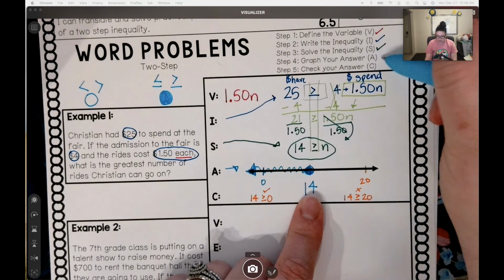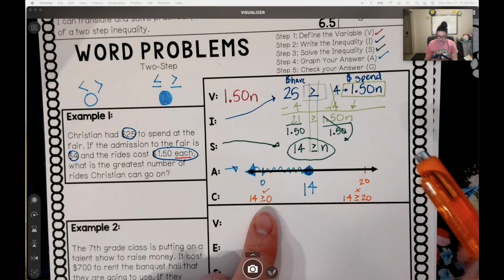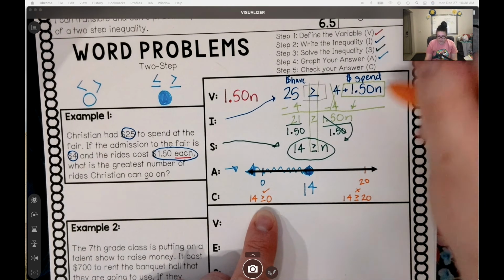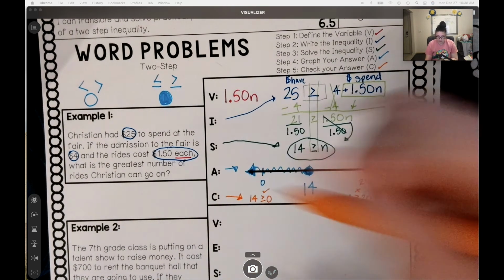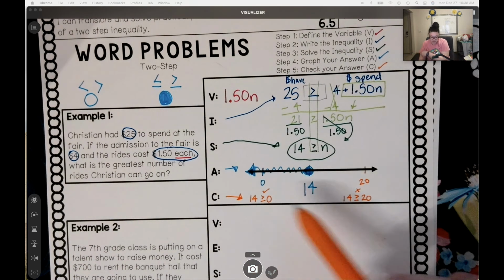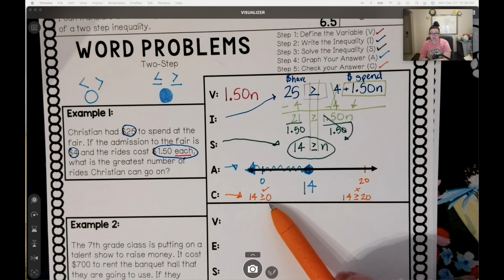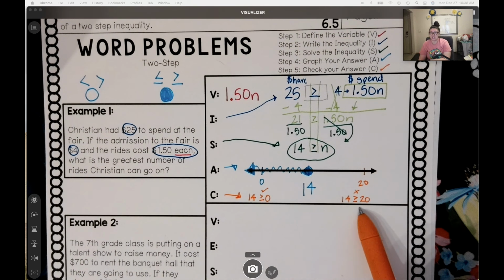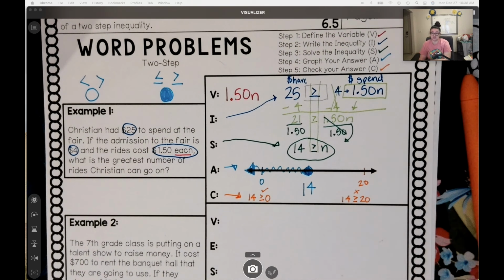We should have a closed circle, shading to the left, and we already checked with 0 and 20 to see if our answer makes sense. If I don't ride any rides, that's okay. I still have plenty of money. If I ride 20 rides, I'm not going to have enough money.